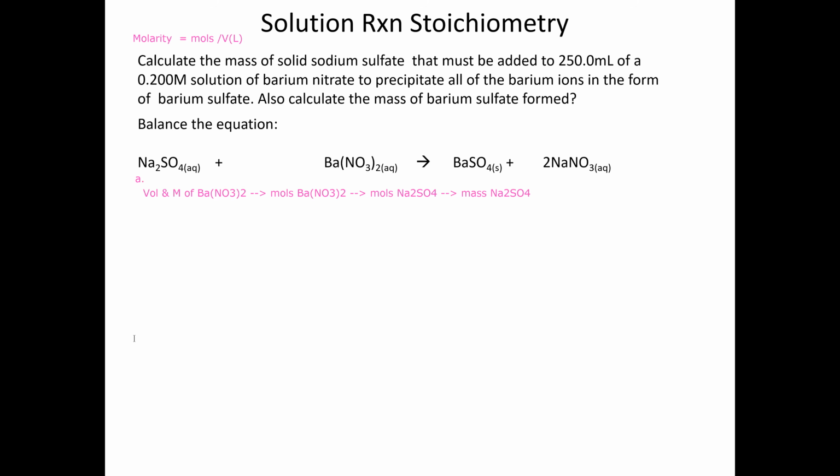In part B, similar to this, we're going to take the volume and molarity of barium nitrate, convert it to moles of barium nitrate, convert it to moles of barium sulfate, and then to mass of barium sulfate.